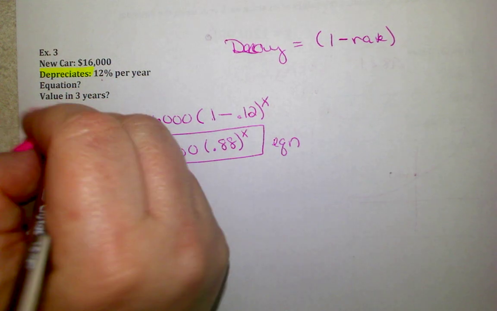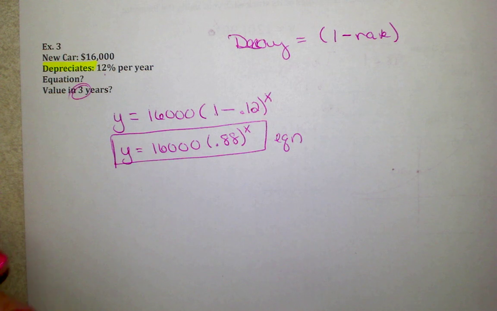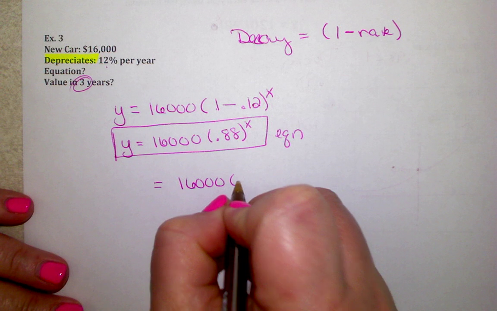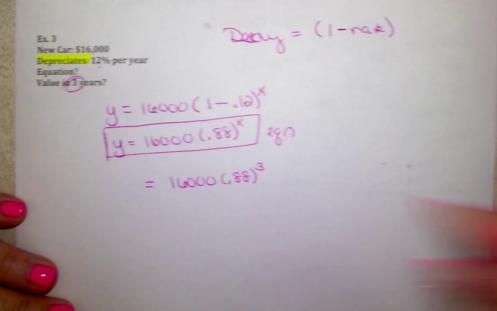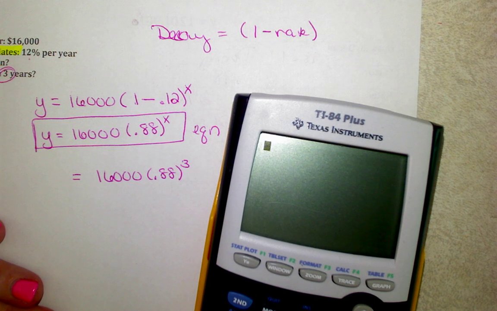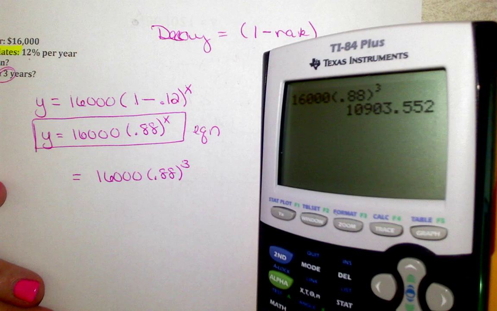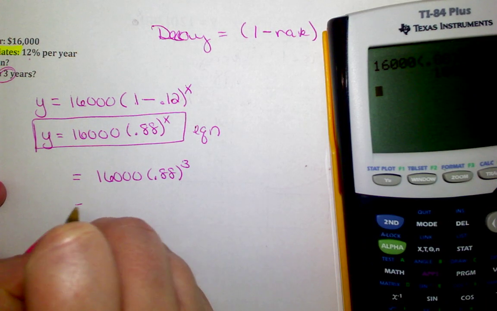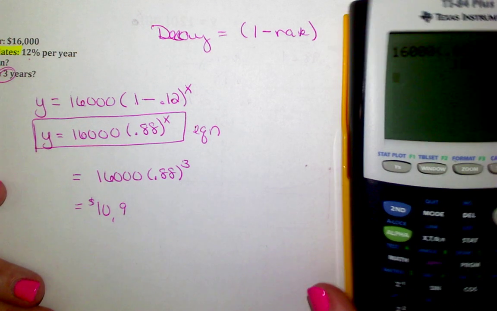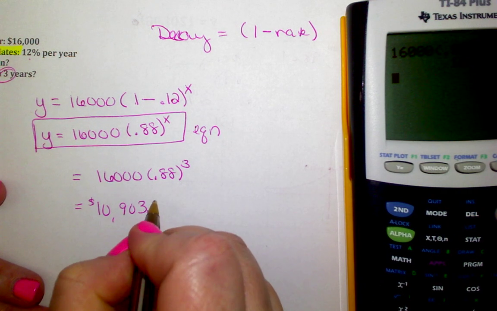Now they want us to find the value after how many years? 3 years. So you gotta do it over 3, right? All right, so let's see. We've got 16,000 times 0.88 raised to the third. So after 3 years, the car is worth $10,903.55.